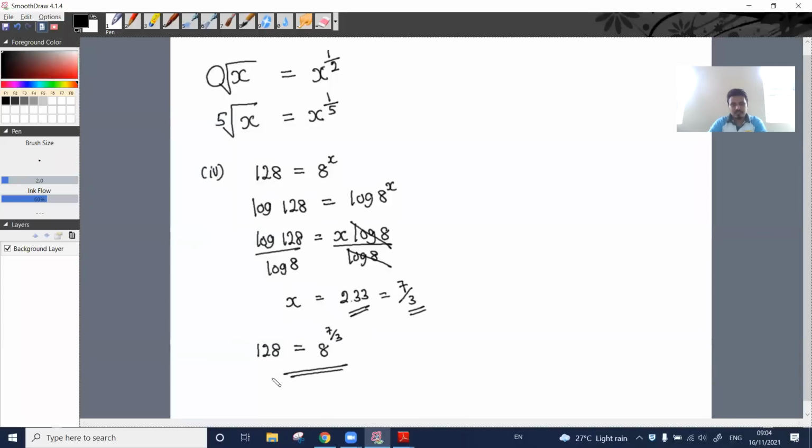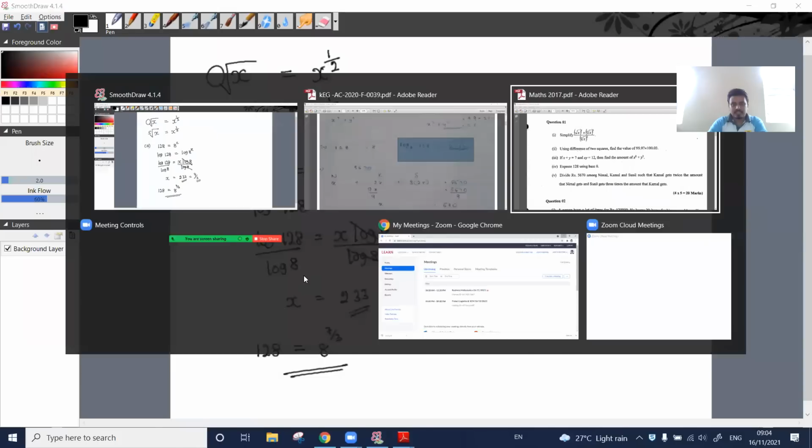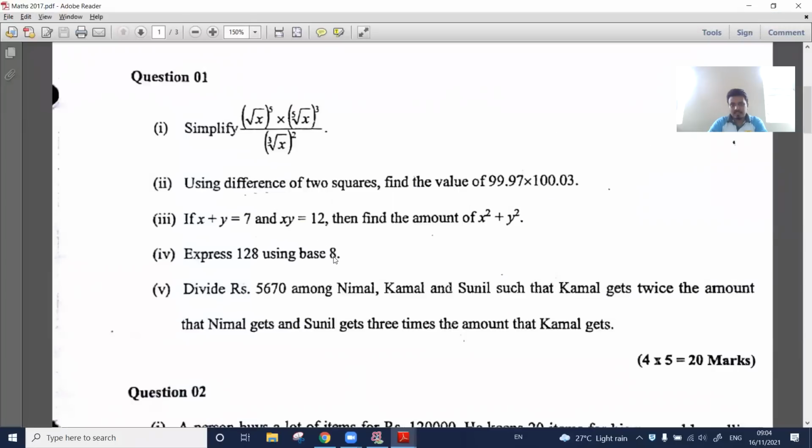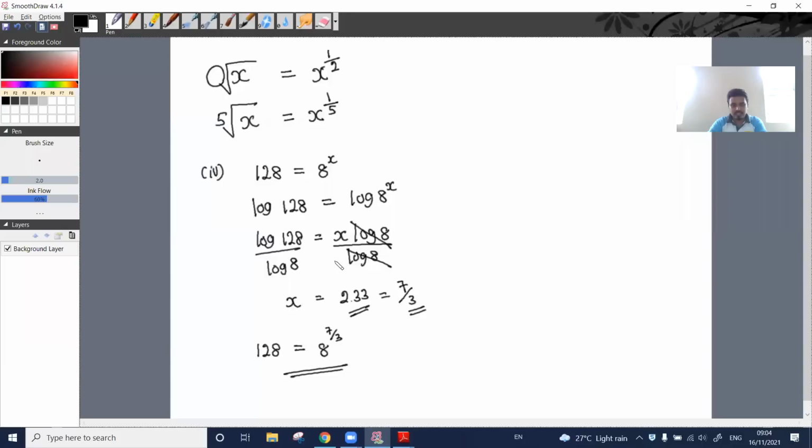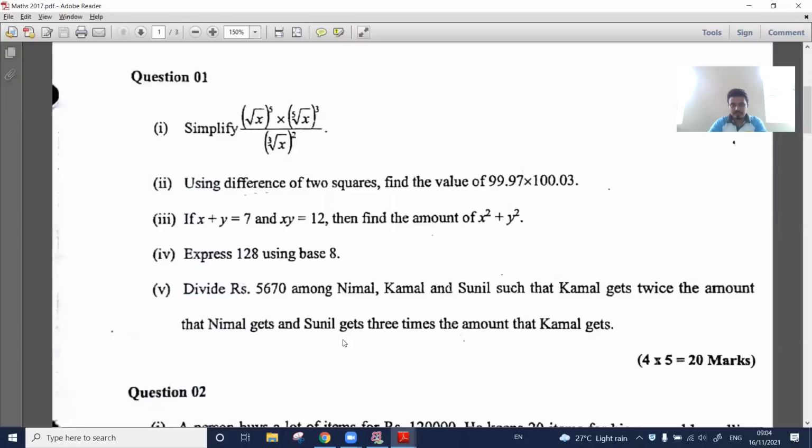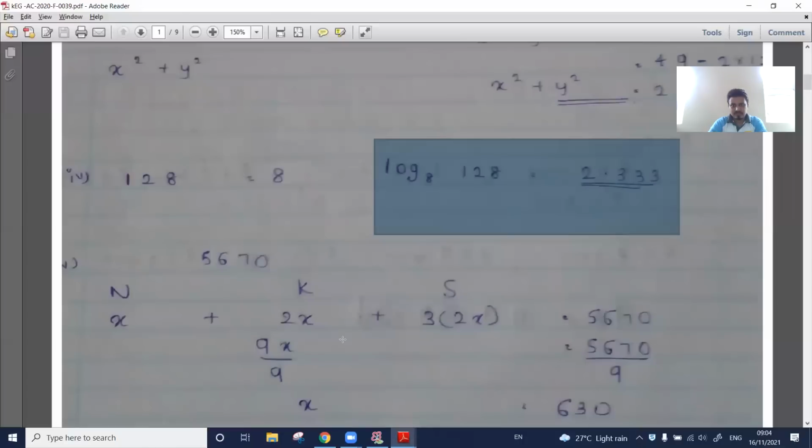But this is what is being expected from you. Right? Base 8, 128 equals 8 to the power 7/3. Yes, 128 to the base 8 equals 2.33. Correct. 4 marks.